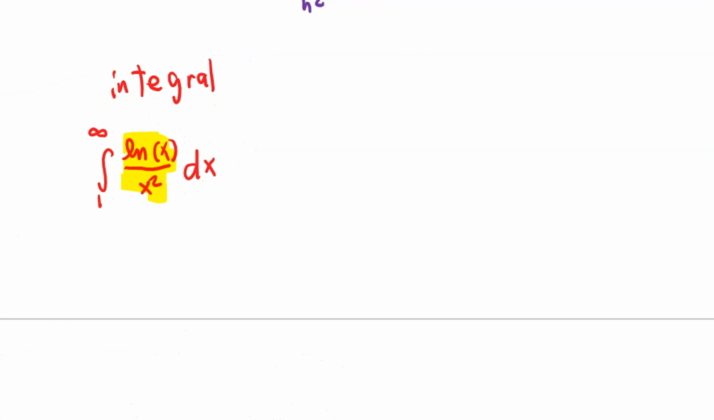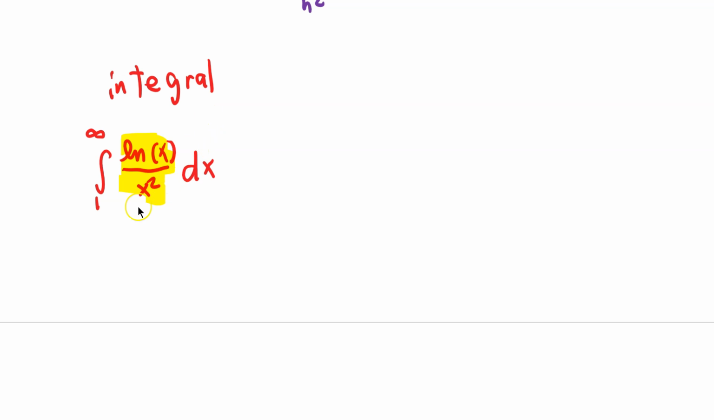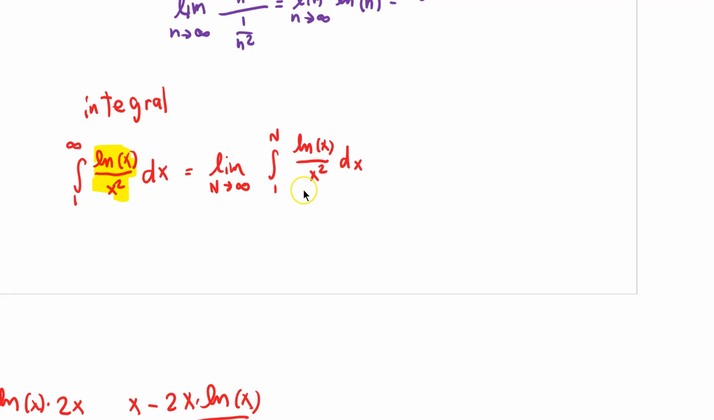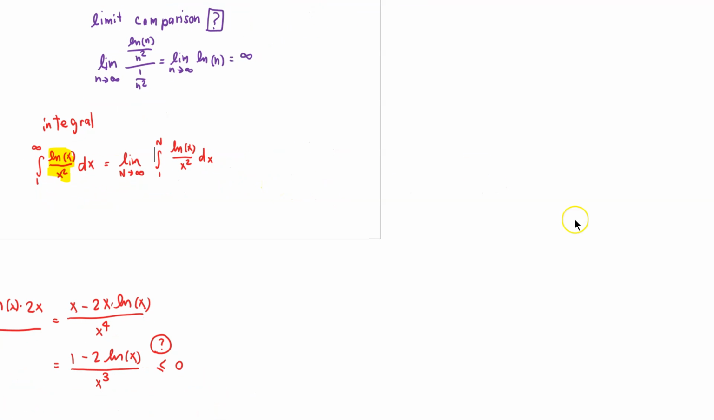Now, this is going to be a long example. I have to integrate this. It's an improper integral, so I have to rewrite this as a limit of the integral of log of x over x squared, where the integral goes from 1 to n and n goes to infinity. Now, to find this integral, let me do that on the side here. To find this integral, I'm going to have to use integration by parts. So here, I want to integrate log of x over x squared dx.